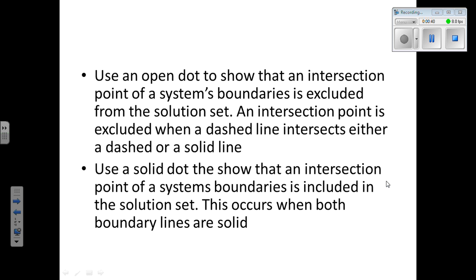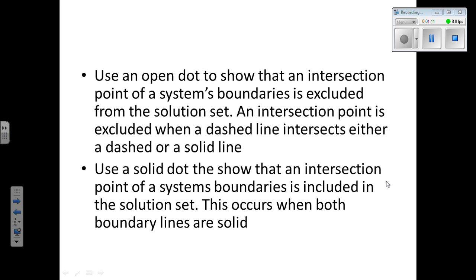Use an open dot to show that an intersection point of a system's boundaries is excluded from the solution set. An intersection point is excluded when a dashed line intersects either a dashed or solid line. Use a solid dot to show that an intersection point of the system boundaries is included in the solution set. This occurs when both boundary lines are solid. So if you have two solid boundary lines, you're going to be doing a solid dot.